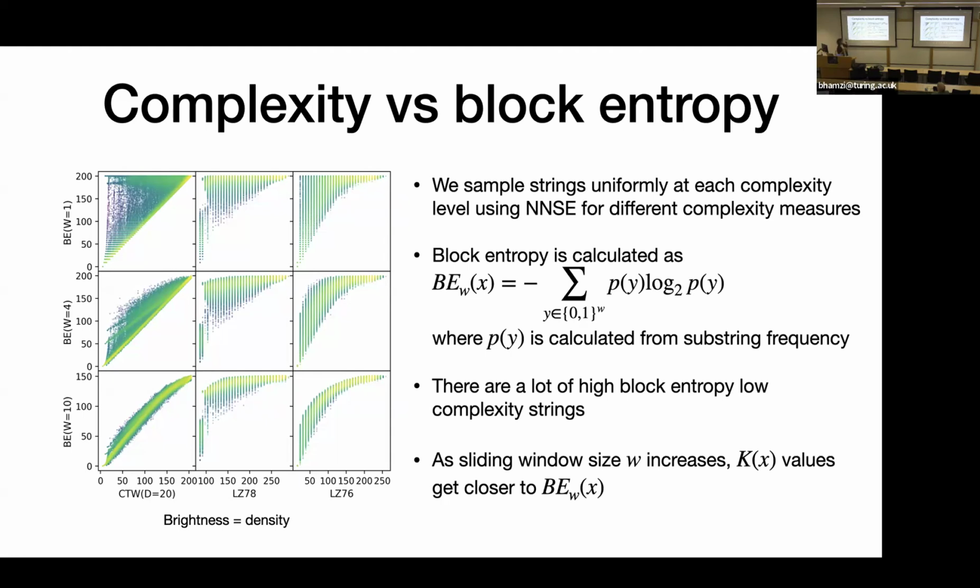And as the block entropy width, which is basically the size of the sliding window, the size of the substrings we look for, gets bigger, block entropy becomes closer and closer to all of these complexity measures. It becomes more linearly correlated, especially for CTW, not as much for 78.